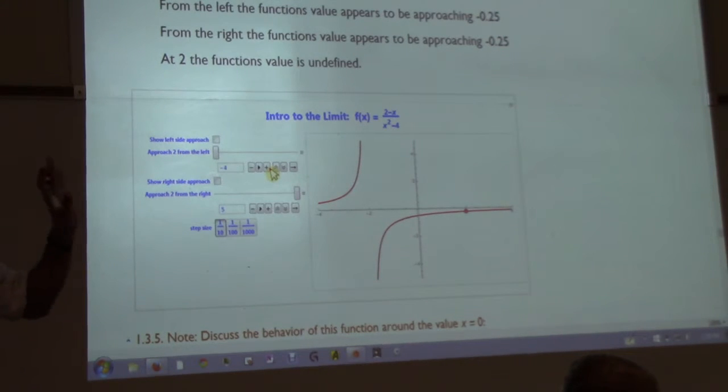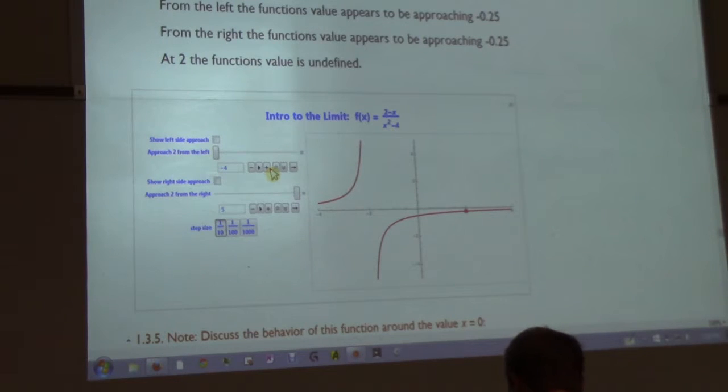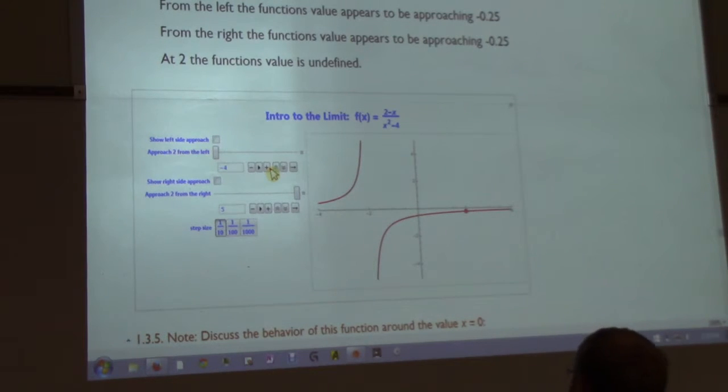So is it possible for me to plug 2 into this? No. The function is undefined at 2. Do you all agree? This is a very important problem, all right? Because we have a function that at 2, it is undefined. But if I try and approach 2 from the left, tell me about the value of the function. Where is it headed?